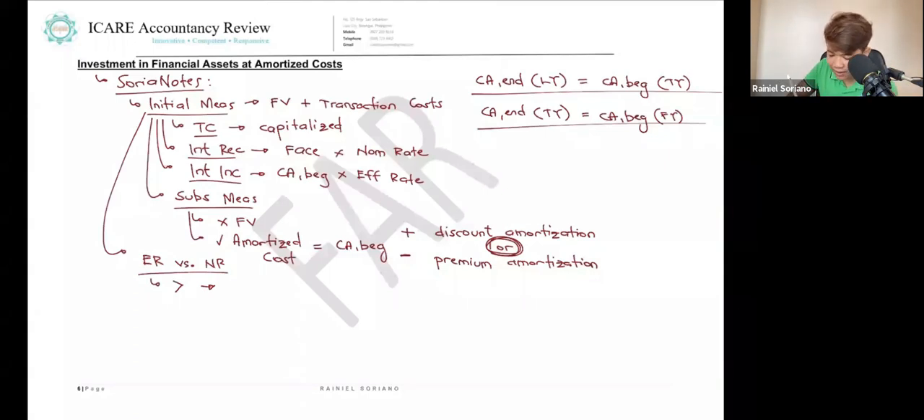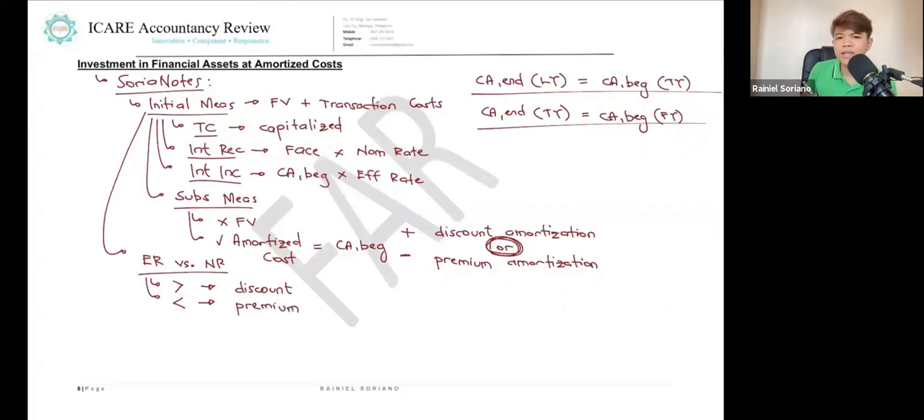what? Expect that there will be what? There will be a discount. Again, kapag yung effective rate po mas mataas sa nominal rate, may discount tayo. Okay? But if the nominal rate is higher than the effective rate, mas malaki yung stated rate of interest, expect that there is a premium.